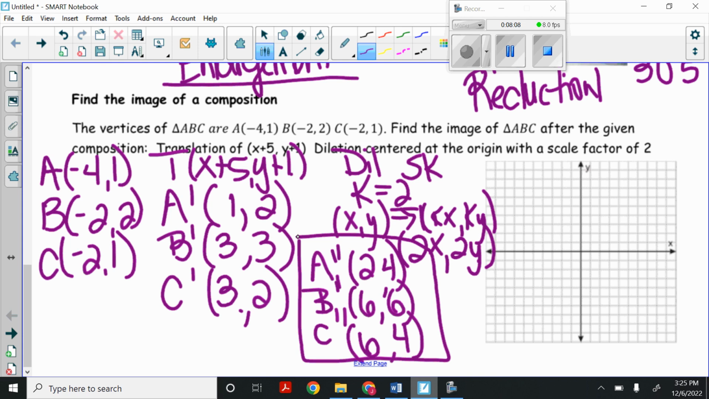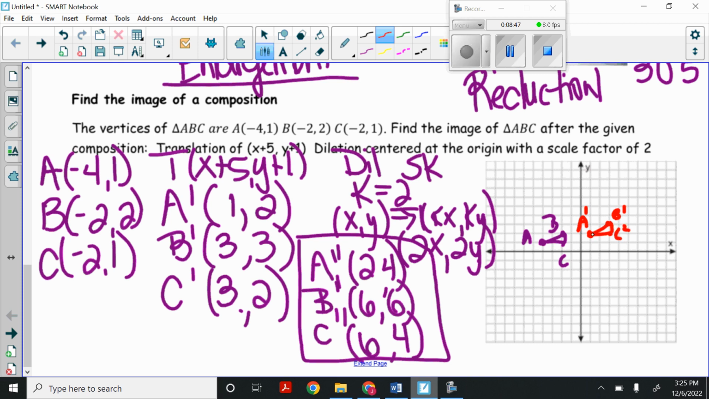I can go ahead and graph all three so that I can see what they look like. So if I first do the A, B, and C, so (-4, 1), there was my A. (-2, 2), there was B. (-2, 1). So that was triangle ABC to begin with. I'll switch colors, and now I'll do A prime, B prime, C prime. So (1, 2) is A prime. (3, 3) was B prime. And (3, 2) was C prime.